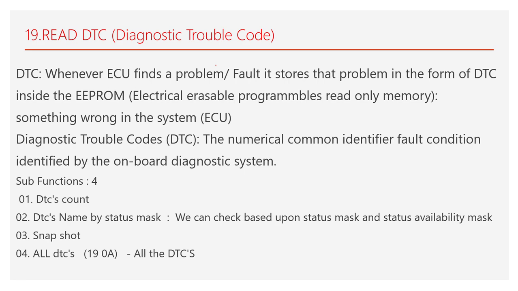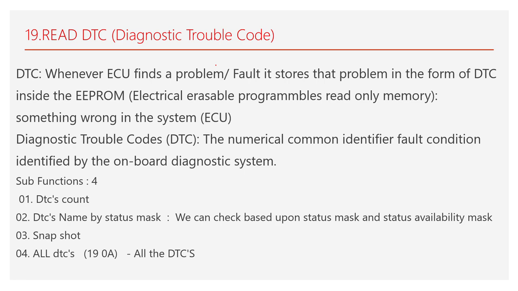Whenever the ECU finds a problem, it stores it in the form of DTCs, with a particular number of bytes, which is 3 bytes. Different types of faults are stored in different ways: short to ground, short to battery, open fault, missing message fault. We get a missing message fault when a message does not appear or acknowledgement is not received from the ECU.